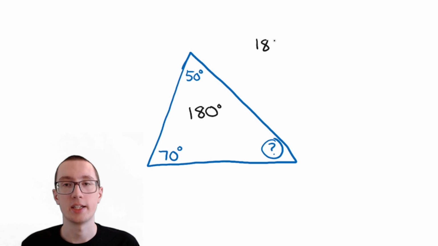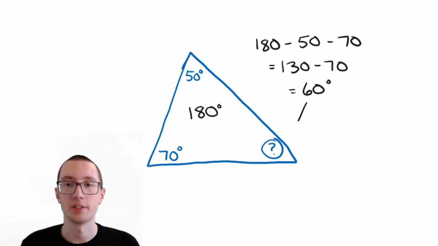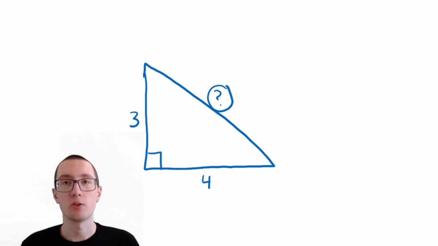So if we do 180 minus 50 minus 70, that's these two angles. That would be 180 minus 50 is 130, and then minus 70 is 60. So this angle is 60 degrees. And it would probably also be wise to know the Pythagorean theorem and how to use it. So see if you can figure out what this missing side is on this right triangle.